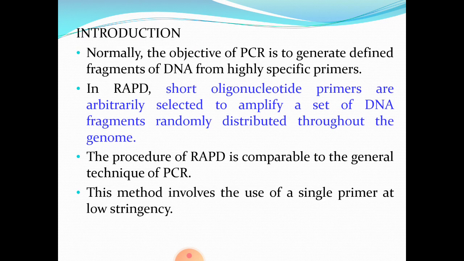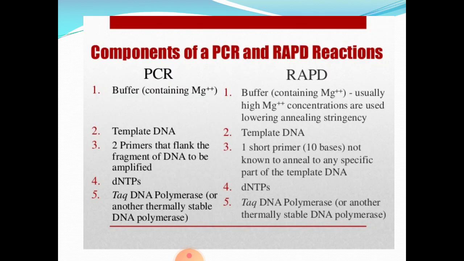So, here you make use of oligonucleotide primers, which are arbitrarily selected to amplify a set of DNA fragments randomly distributed throughout the genome. Hence, RAPD is also called arbitrarily primed PCR. This is why it is called APPCR. But the overall procedure in RAPD is comparable to the general technique of PCR. This method involves the use of a single primer at low stringency. Okay, let's see what exactly happens.